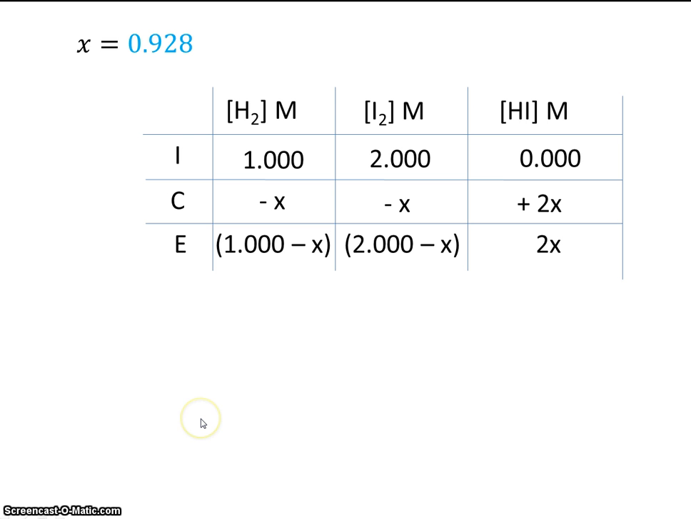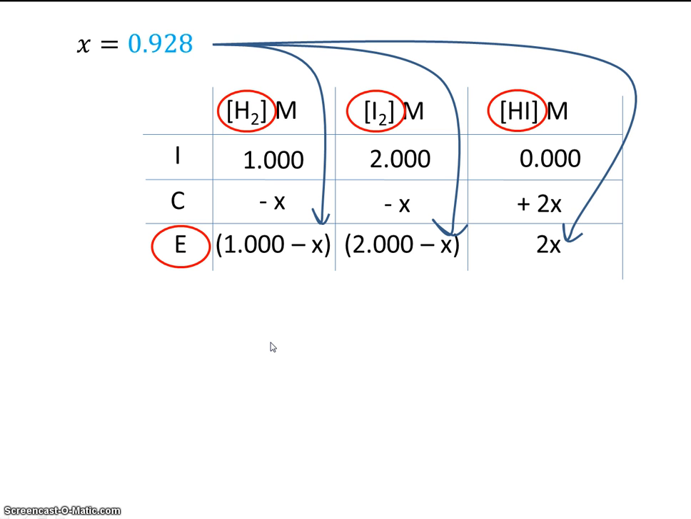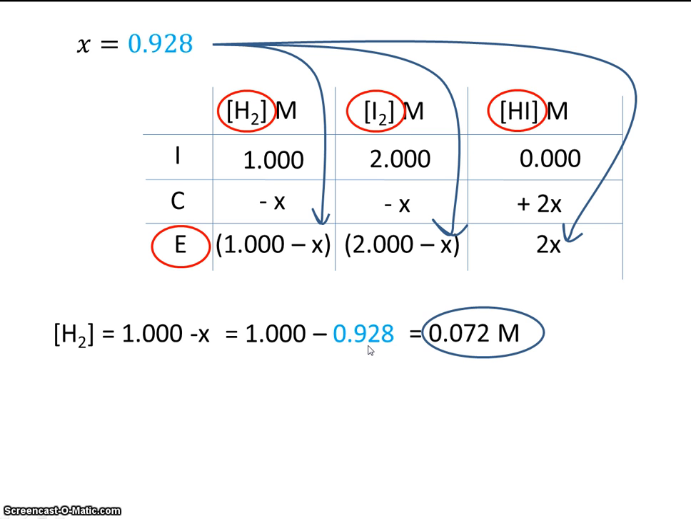Now, we can simply plug in x in each one of these three places. Because remember, what we're ultimately looking for are the equilibrium concentrations. And at equilibrium, we know it's 1 minus x, 2 minus x, and 2x. So let's plug this value in for x. The concentration of hydrogen, that's here, was 1 minus x. So 1 minus 0.928. This is the equilibrium concentration for hydrogen.